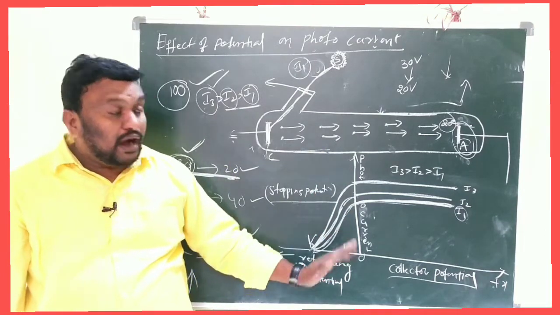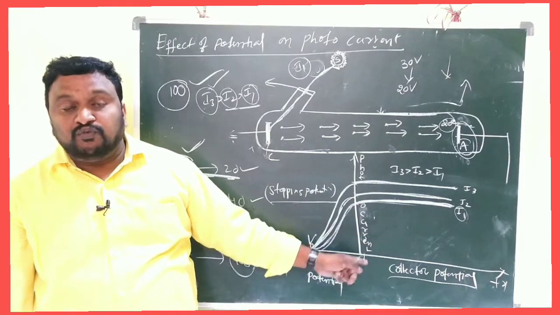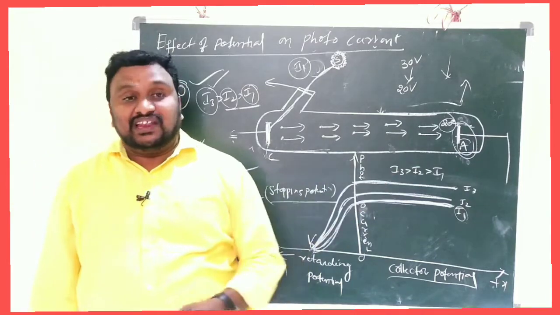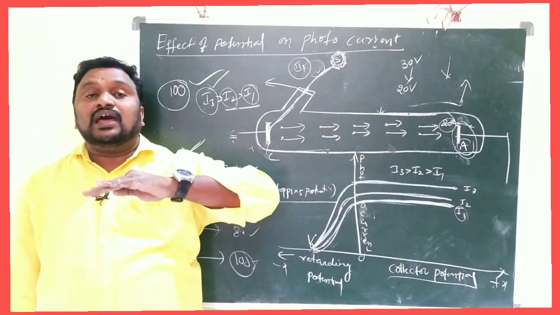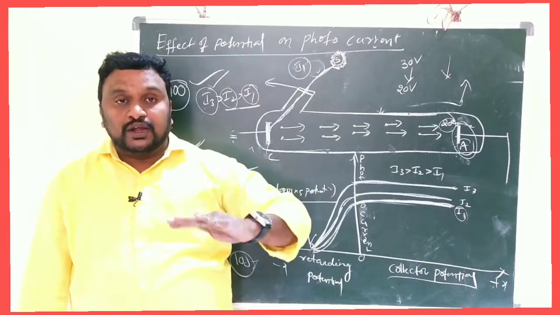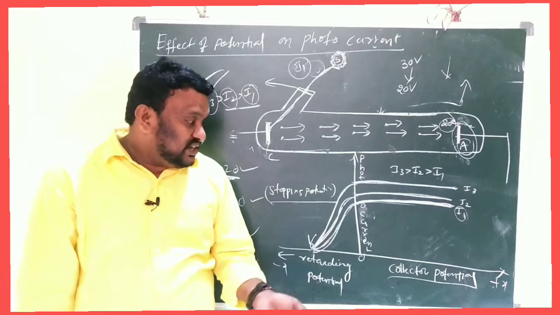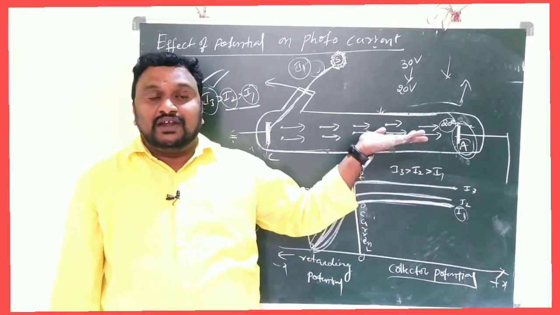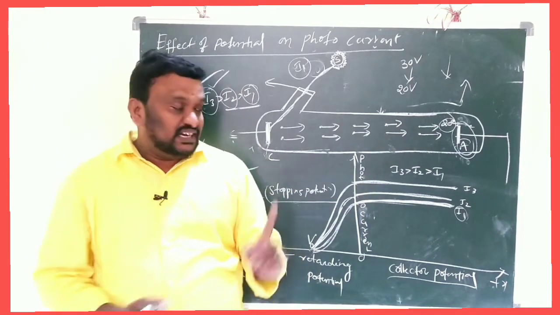From that graph, we have to conclude that when the intensity of light increases, photocurrent also increases. That is the first thing. I1, I2, I3 have different values of photocurrent. The photocurrent of I3 is more, and the photocurrent of I2 is less than I3 but more than I1. Different intensities have different photoelectric currents. When intensity increases, photoelectric current also increases. That is the first thing.